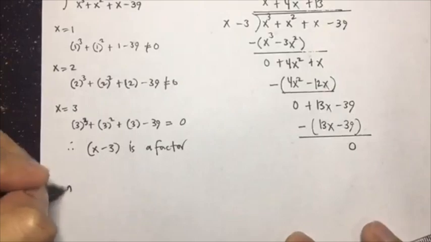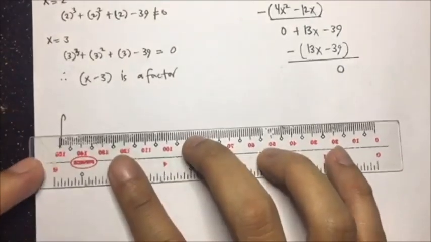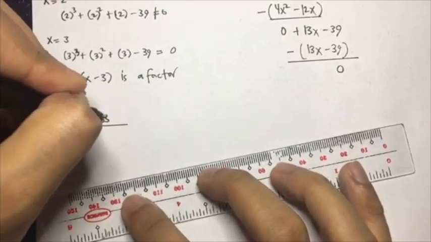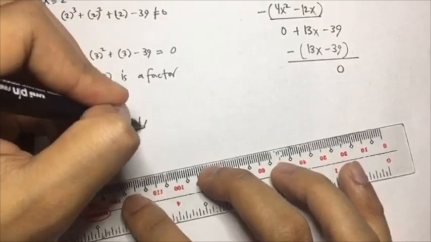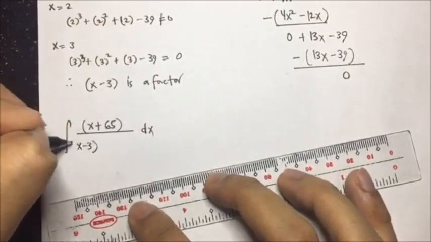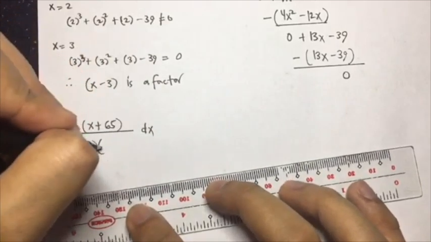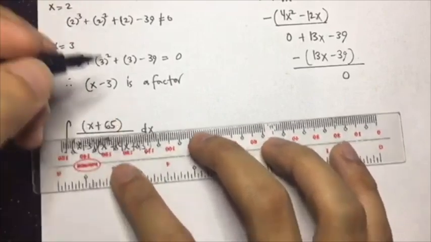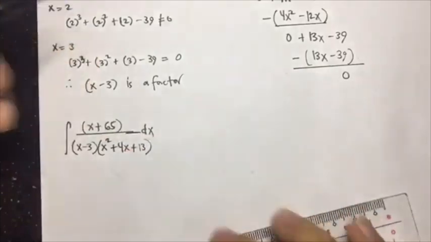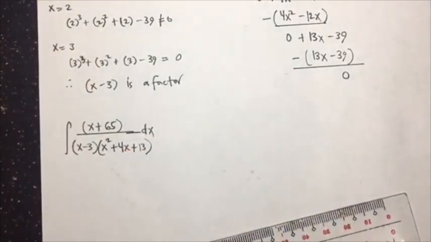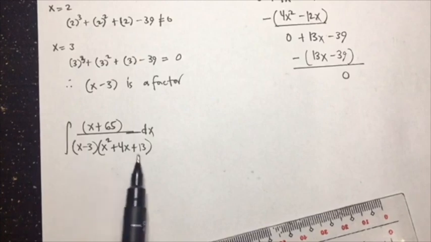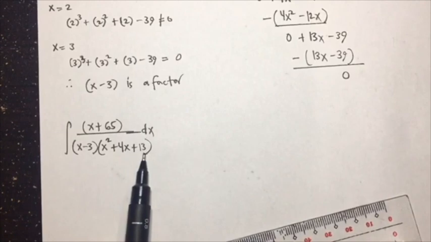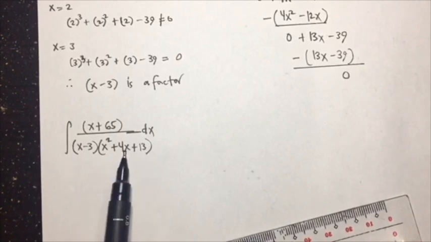So therefore, we can rewrite the integral. The integral of x plus 65 dx is equal to x minus 3 multiplied by x squared plus 4x plus 13. Unfortunately, we can't factor this further because, as you can see, 13 is a prime number. So its factors are 1 and 13 only. So we have no way to factor this.